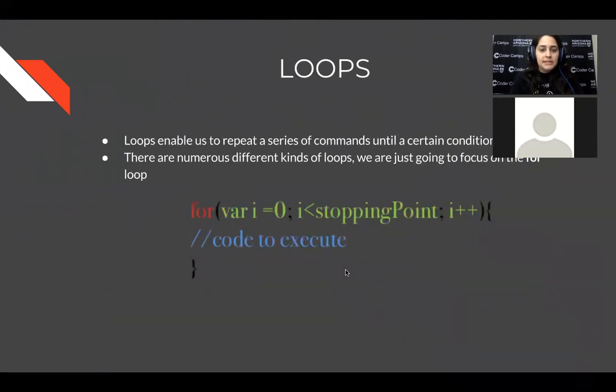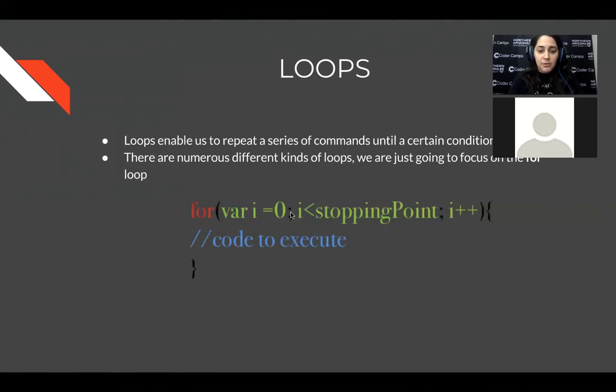And jump into loops. So loops enable us to repeat a series of commands until a certain condition is met. There are a bunch of different types of loops out there in JavaScript, but I'm going to primarily focus on the for loop, because any other loop that exists, you can write with a for loop. So for loop, the construction of that is the for keyword, and then parentheses, and then your curly brackets, just like if statements. But instead of just one thing inside of your parentheses, loops have 3 segments.